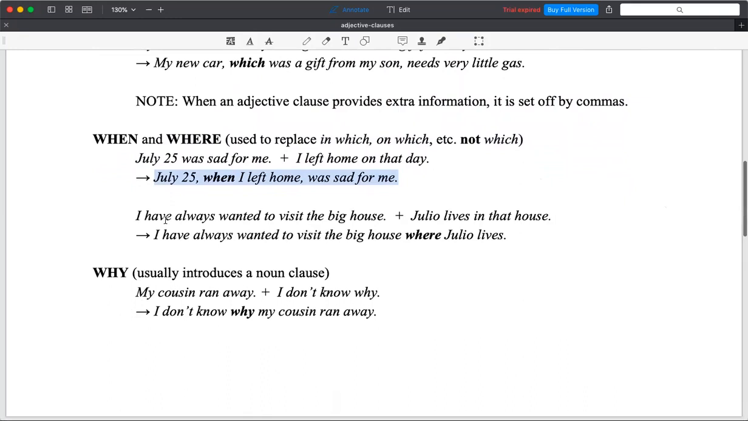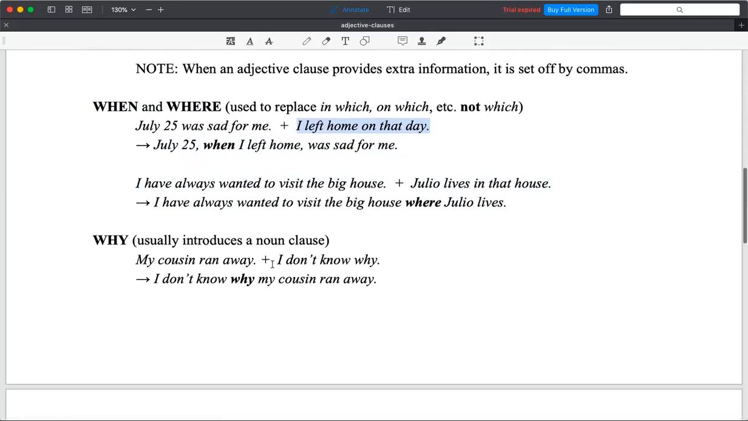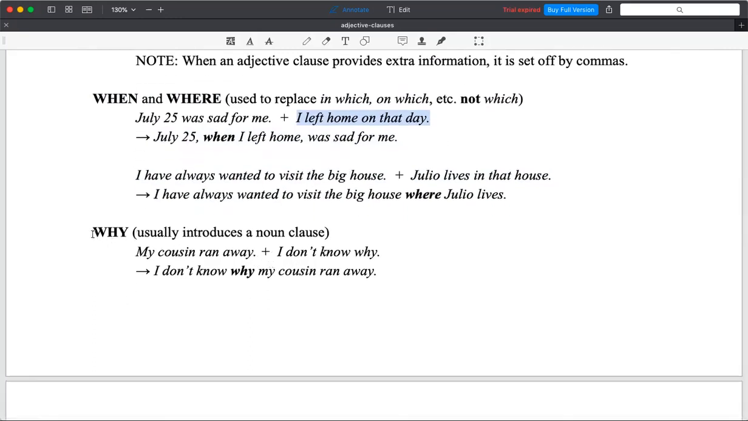I give you one more example to clarify the meaning. I have 2 more short sentences. I have always wanted to visit the big house. My second short sentence is Julio lives in that house. To combine both, I would say I have always wanted to visit the big house where Julio lives. So it is very important to use the proper pronoun based on the meaning of a sentence. It is very important to change the second simple sentence to add it as an adjective clause within your first sentence to create that complexity of the structure.